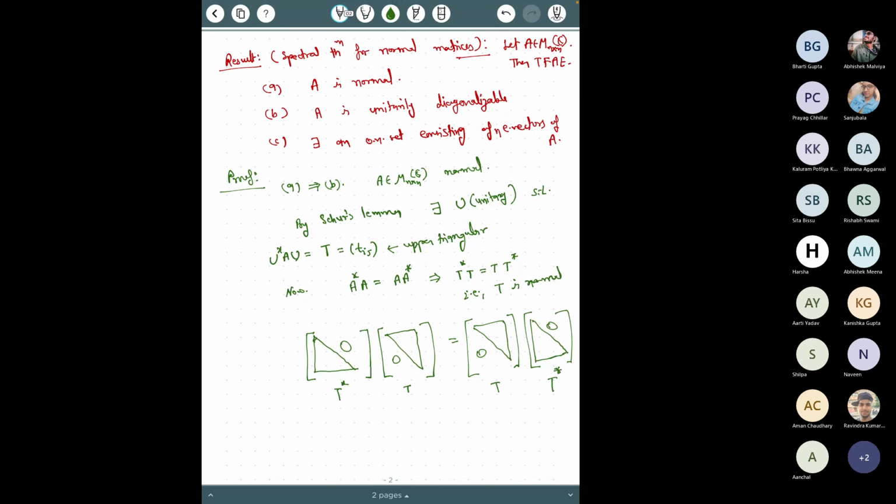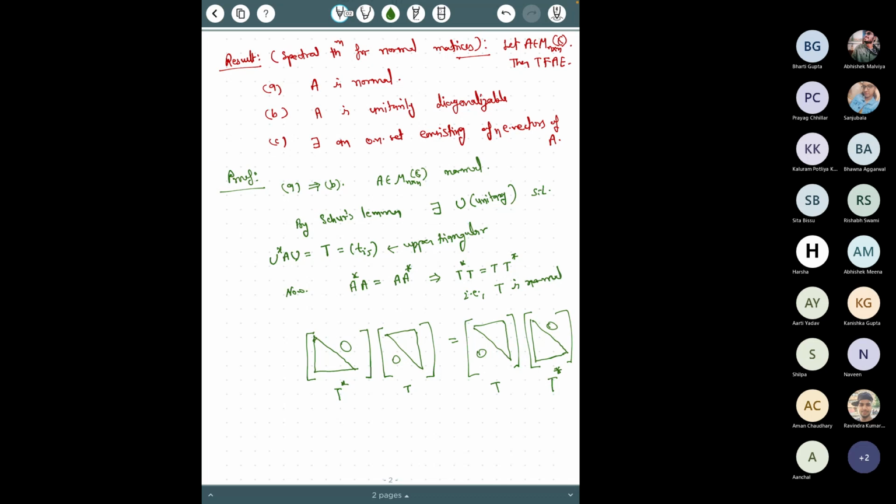Okay. Now let us multiply T star T, and on the right hand side T and T star, and then compare the entries. What I'm trying to show is that this T matrix is actually diagonal. If I show that the off diagonal entries are all 0, I know the lower part of this matrix T is 0 because it's upper triangular. If I show that the entries in the upper half above the diagonal are also 0, then I can say that T is actually diagonal, and this implies that A is unitarily diagonalizable, right?